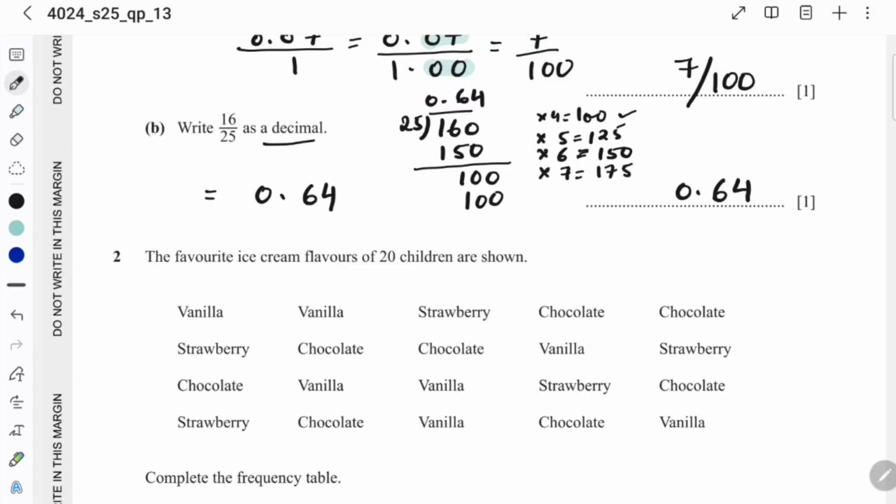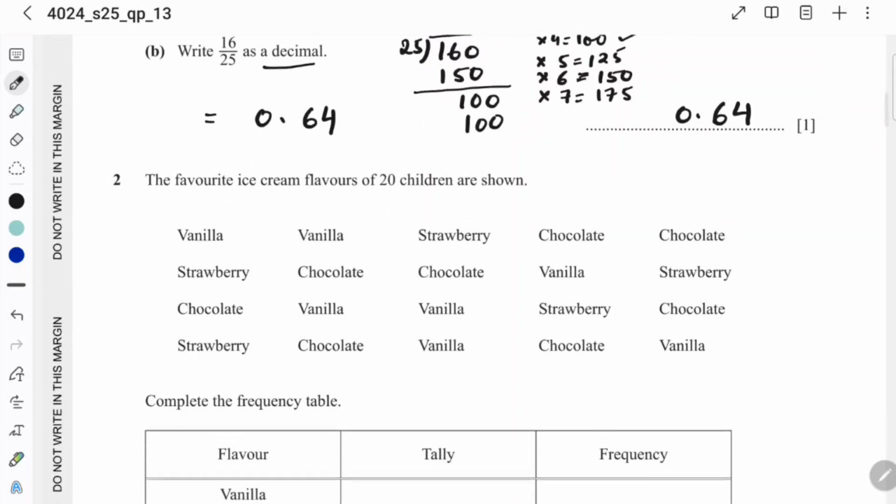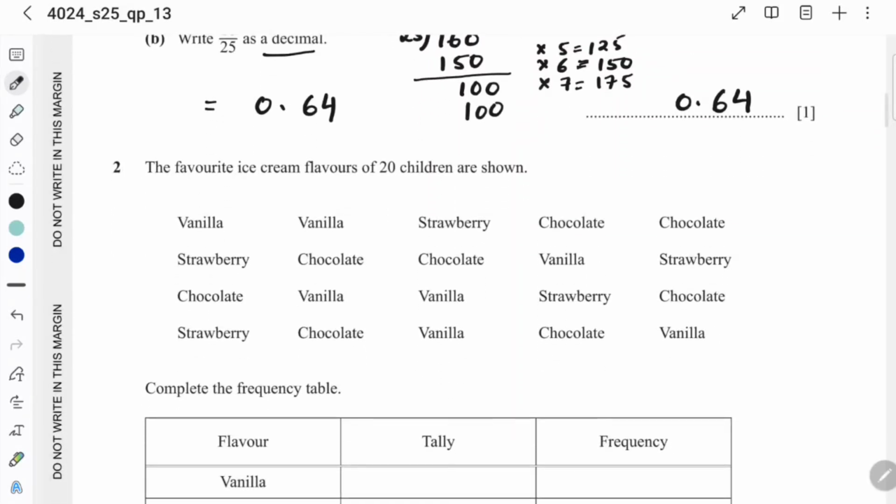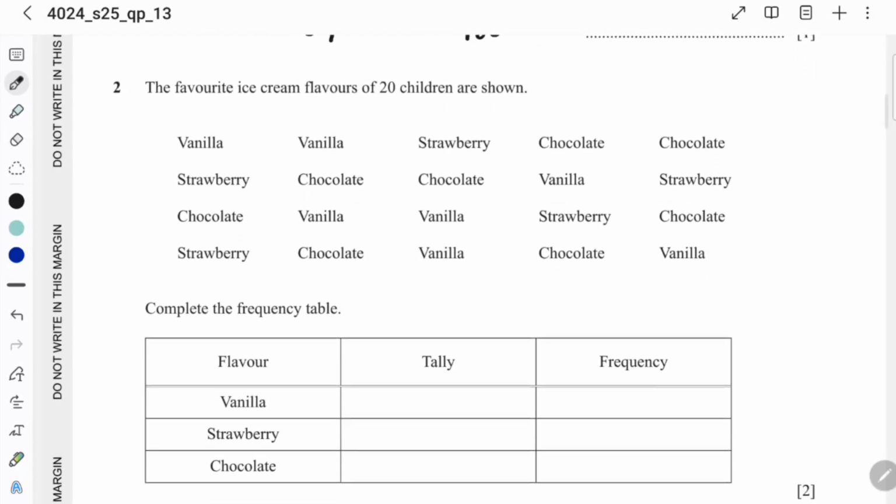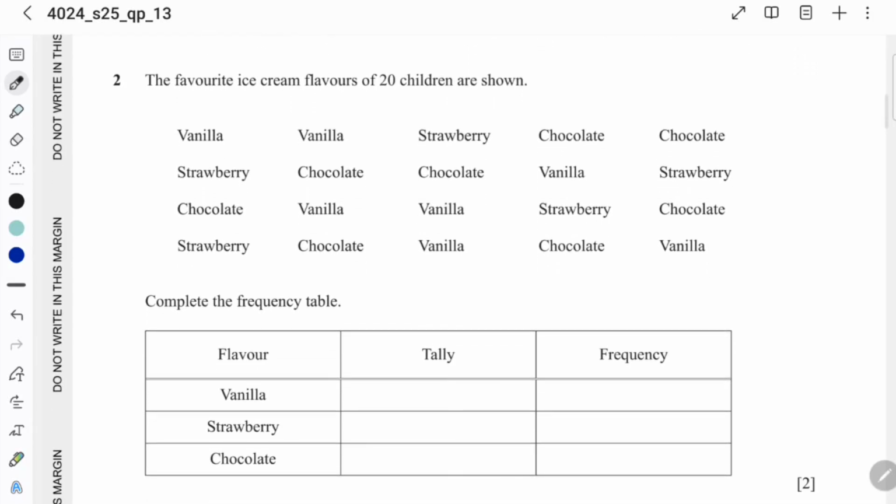Now the next, question number 2. The favorite ice cream flavors of 20 children are shown. It means they asked 20 children and collected the data. So this data we have to write down in a frequency table. The flavors are vanilla, strawberry, and chocolate. I'm reading one by one, so we can easily do it. The first line is vanilla, strawberry, chocolate, and then strawberry.